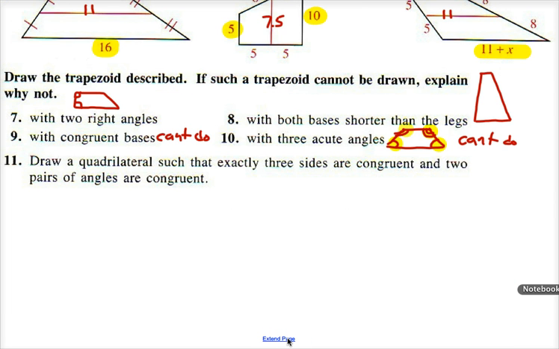Draw a quadrilateral such that exactly 3 sides are congruent and 2 pairs of angles are congruent. Okay. Well, as soon as I see the 2 pairs of angles are congruent, I'm thinking that I need an isosceles trapezoid, and 3 sides congruent just means I'm going to make one of the bases the same length as the 2 legs. So if I start by drawing myself a base, and then try to draw the legs the same length as that, I should be able to have 3 sides congruent and 2 pairs of angles congruent, which would mean these 2 are congruent, and then up here would be congruent, and I have myself an isosceles trapezoid.